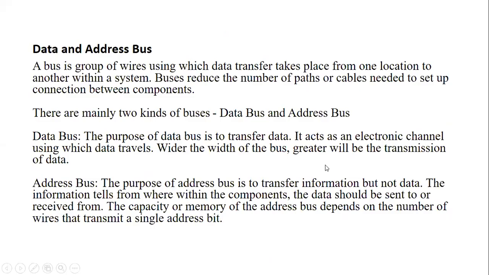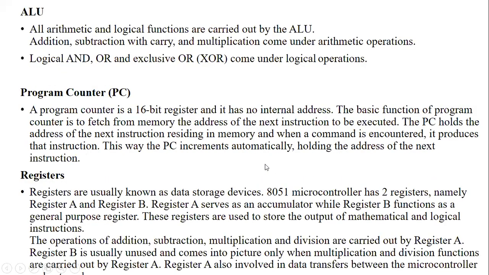Now next, what is the function of data bus and address bus? Data bus carries data and address bus carries the information where the data is stored. Basically, it carries the address. Now next, some important registers of 8051 microcontroller.